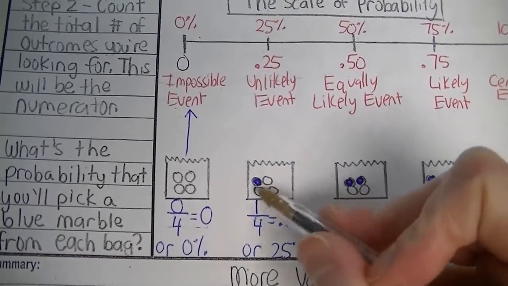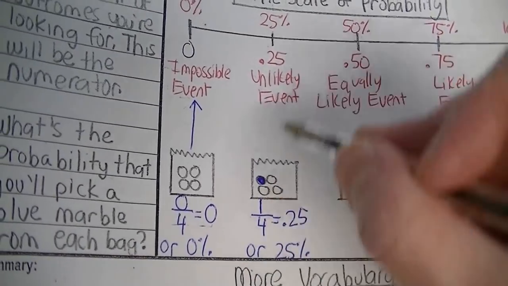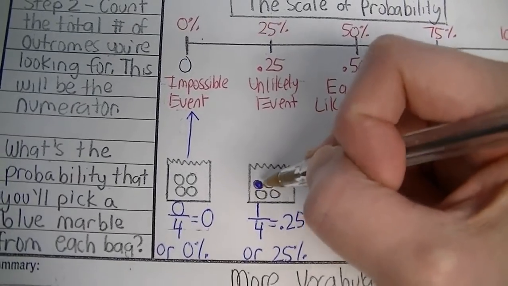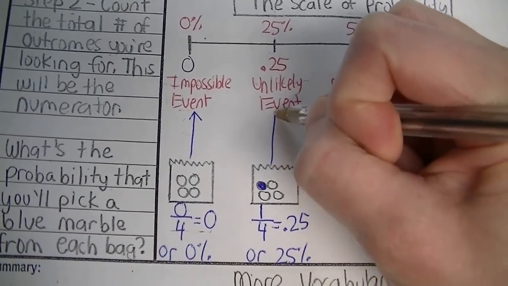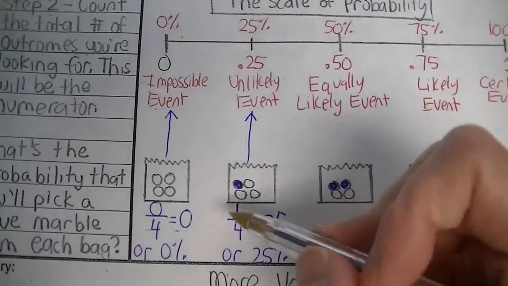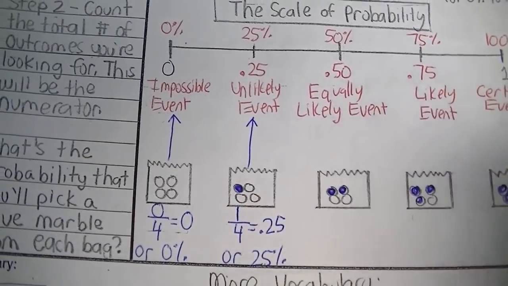Okay, so this right here is a pictorial representation of an unlikely event. It's not likely you're going to pick that blue marble. Could it happen? Yeah, but it's not really likely.